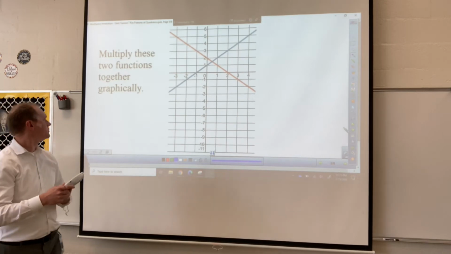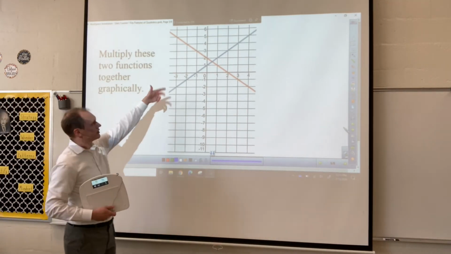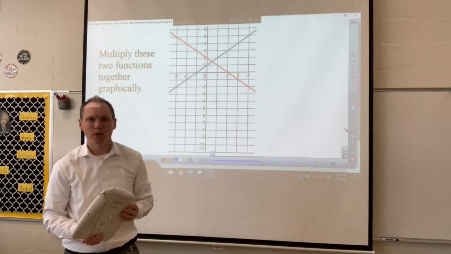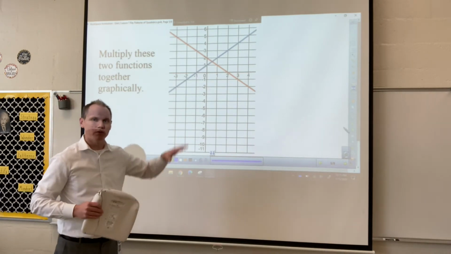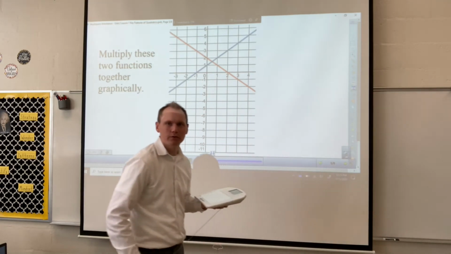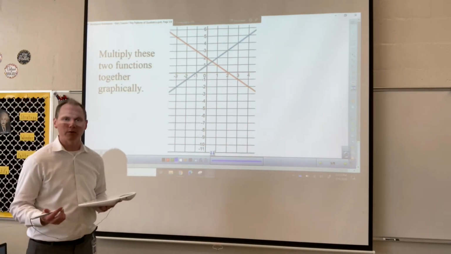So multiply these 2 functions together graphically. And so we've got 2 linear functions, as you can see here. So let me give you a chance to do that. So pull out a sheet of paper and see if you can graph the result of multiplying these 2 functions together. Okay, so hopefully you were able to go through here and look at all the different x values and calculate what the new y value would be.